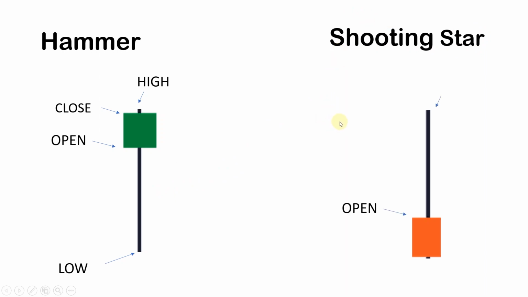Opposite to this type of candle is the shooting star candle, right? In this case, the price opened up here, went to this high point, this low was made, and the closing was made till here, right? So this is how the shooting star candle looks.